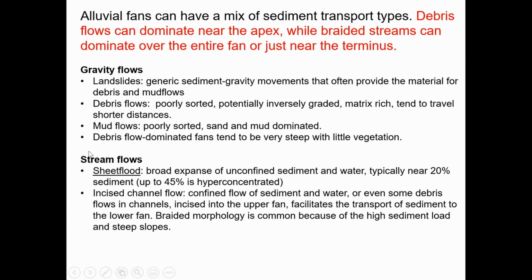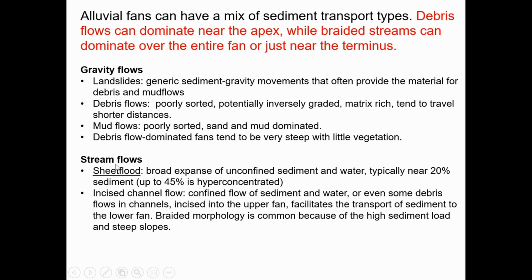Remember, in the second or third chapter, we talked about gravity flows. Gravity flows include landslides, debris flows, and mud flows, and the sediment to water ratio is decreasing from landslides to debris flows. So there are three types of gravity flows listed over here, and the alluvial fan can also include stream flows and sheet floods.